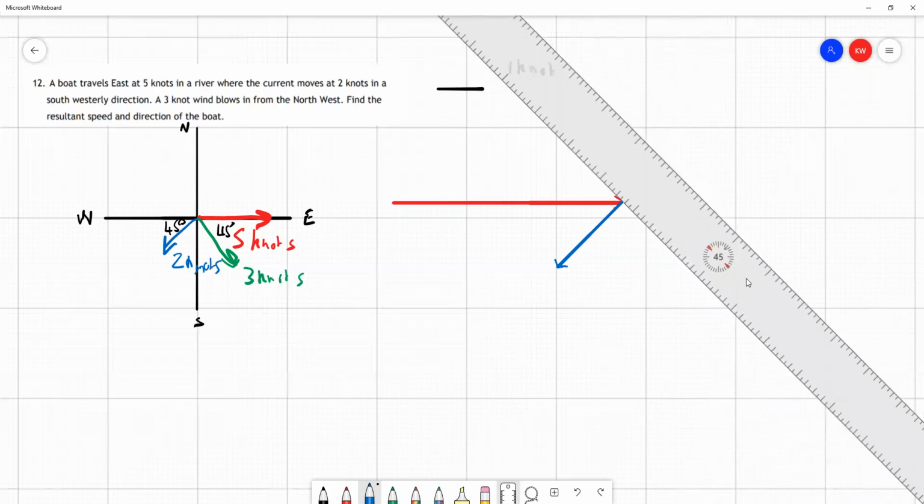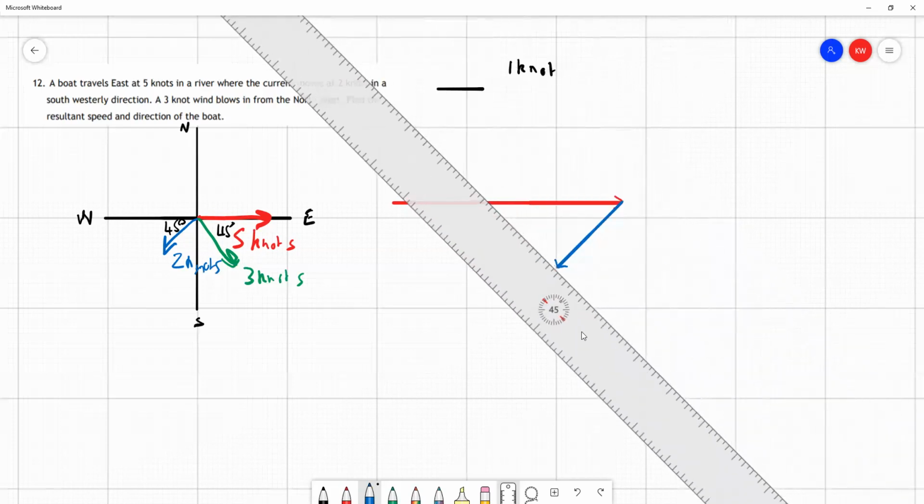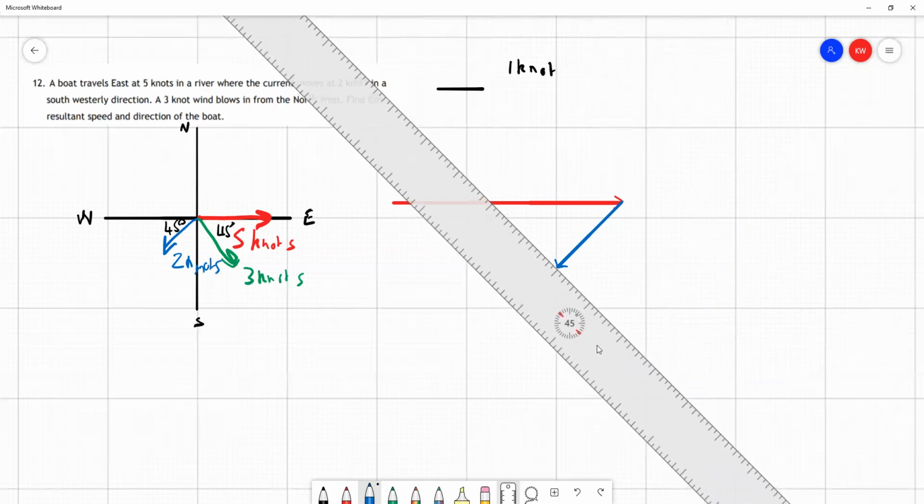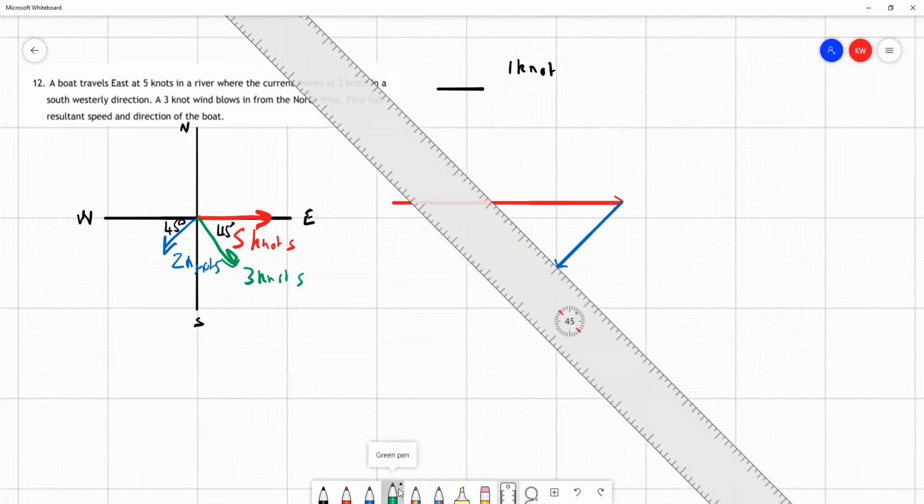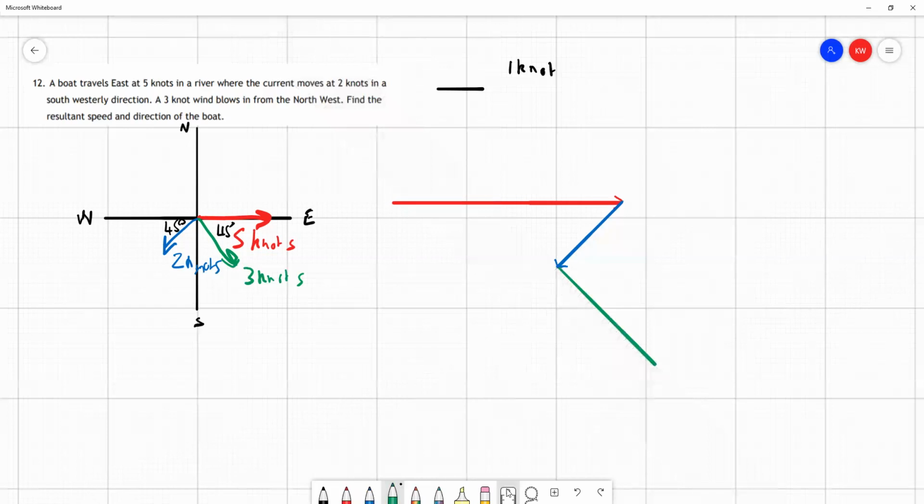And we know we need a length of 3 units because each of our sections here is going to be equal to 1 knot. I'll select my green pen just to show you that vector being added on, and we'll draw it in like this. 1, 2, 3. And that's our 3 vectors from the question. So I'll take the ruler away for a second while I draw this in.